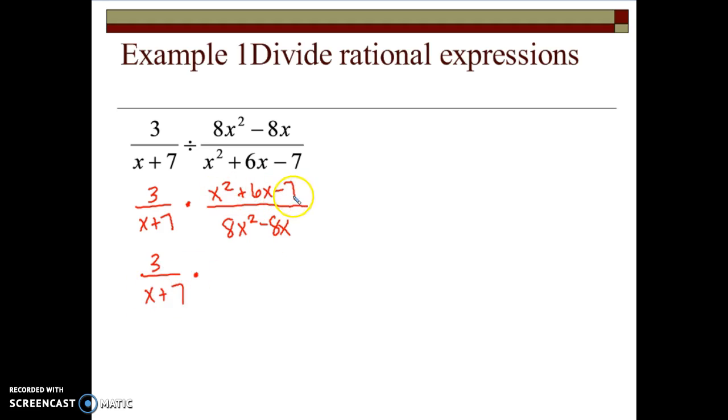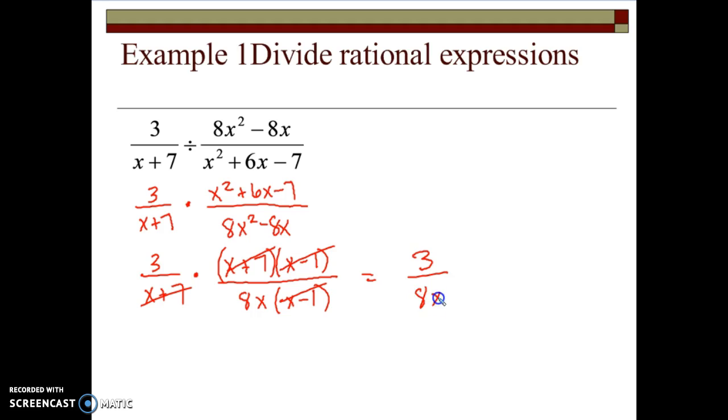But x squared plus 6x minus 7, I want to multiply to negative 7 and add to 6. So that's going to be x plus 7 and then x minus 1. And then 8x squared minus 8x, my GCF is 8x, and that leaves me with x minus 1. So the x minus 1's cancel, the x plus 7's cancel, and I'm left with a 3 on top and an 8x on the bottom.